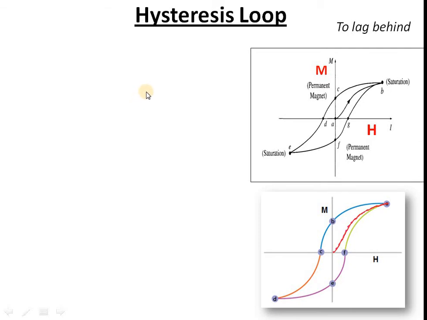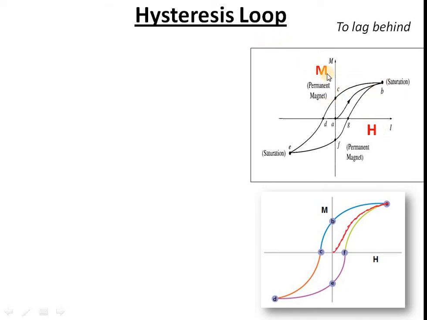Let us discuss one by one. You can split up the graph into a number of segments, starting from 0 to A, A to B, then B to C, then C to D, then D to E, and then E to F, F to G, and G to D, like that. So this curve is called the hysteresis curve. What is the reason? The reason is that H and M are not the same. There is a lagging between H and M.